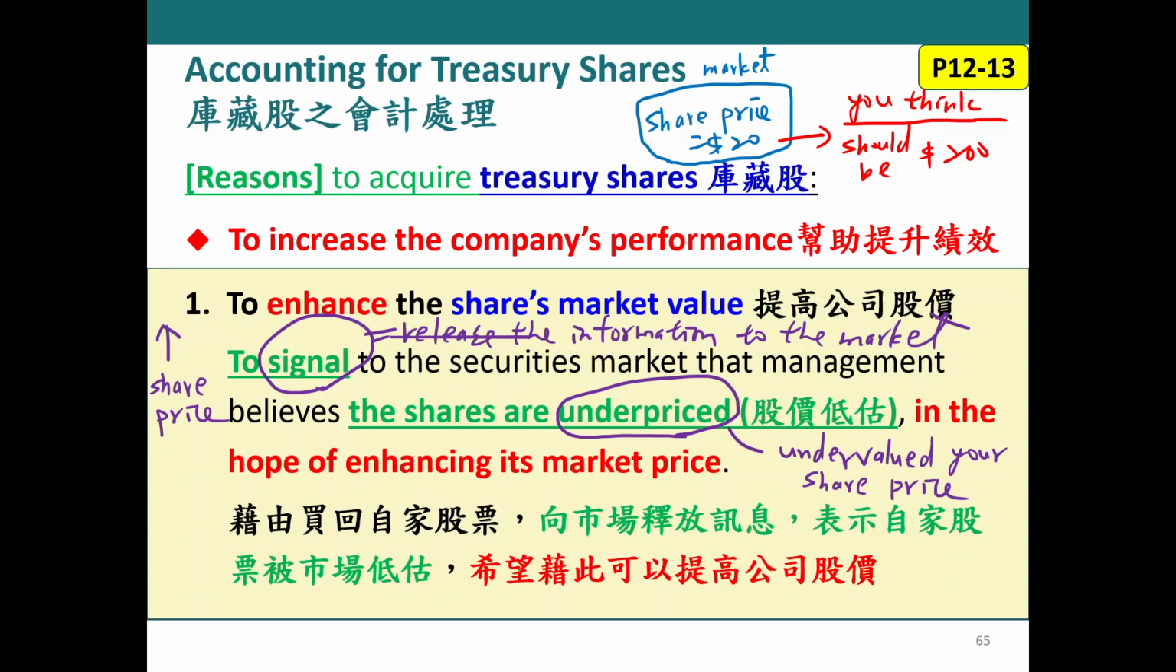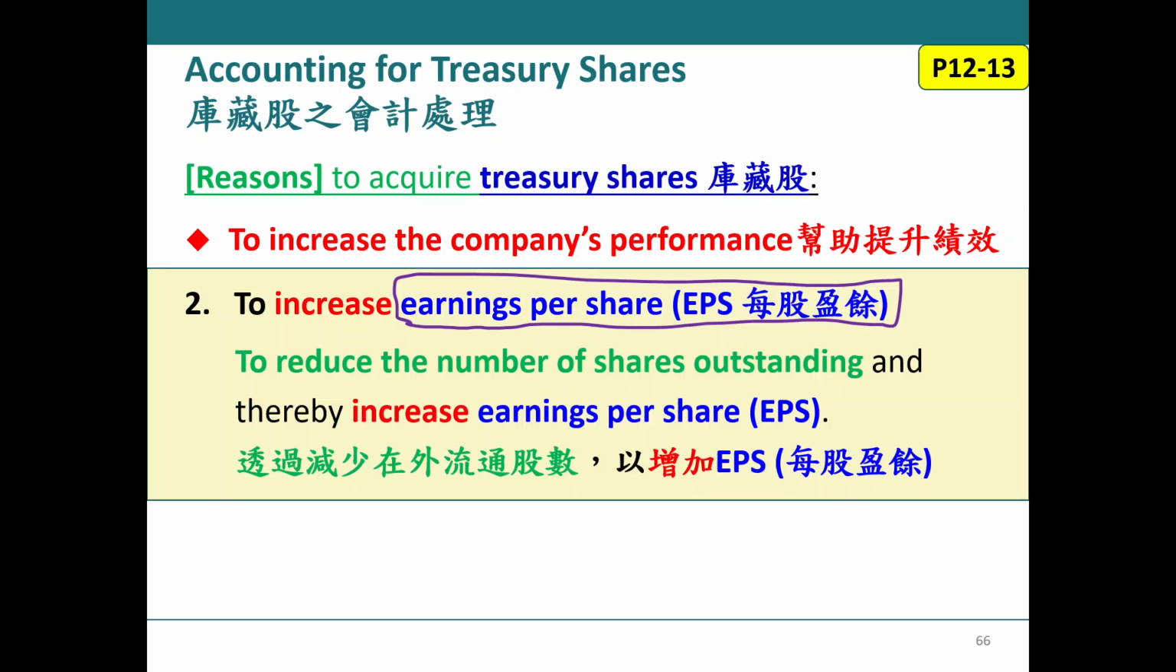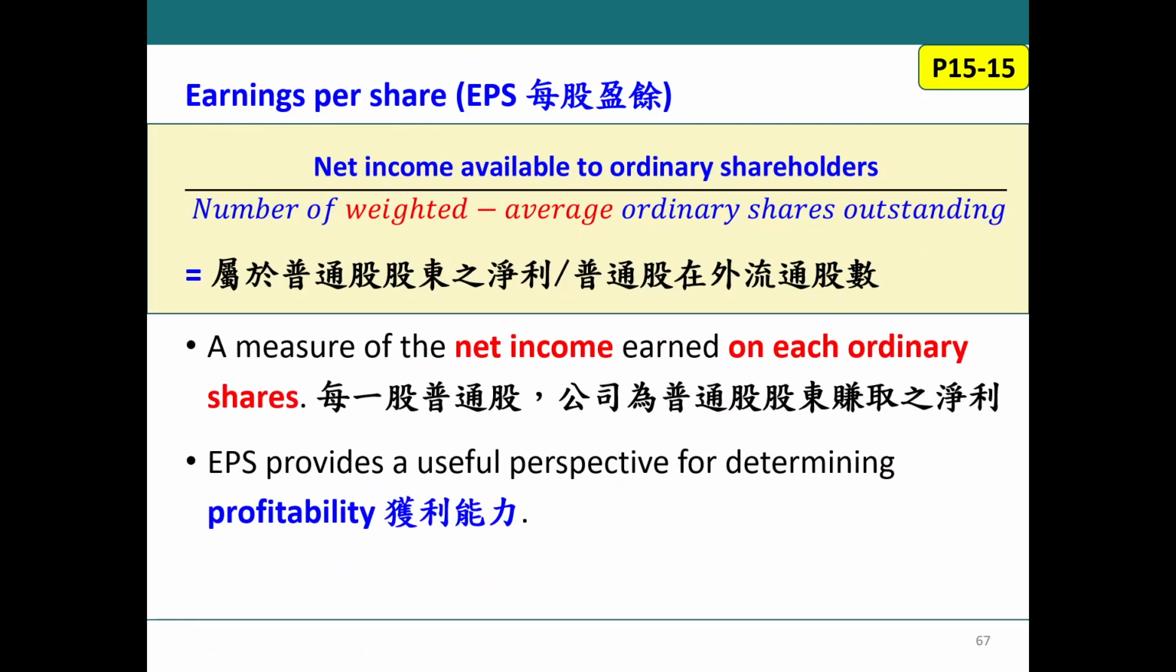Second, when we buy back our shares, how does it increase the company's performance? After you buy back your company shares, you could increase earnings per share, EPS, 每股盈余. This is a very important ratio. So what is earnings per share? We use it to understand your company's profitability, 获利能力.